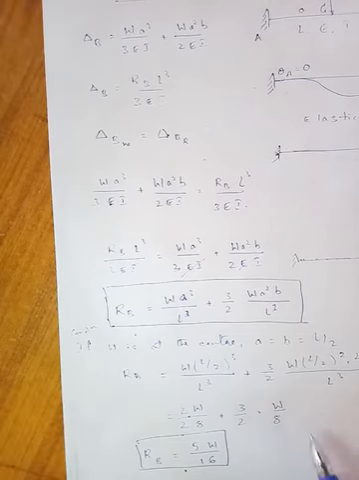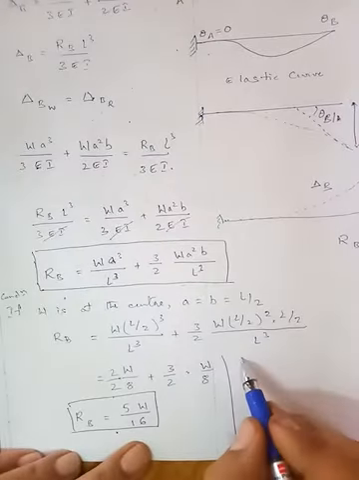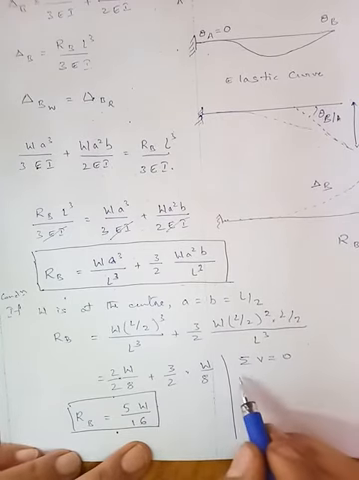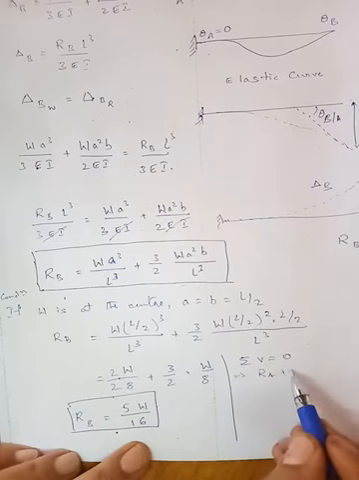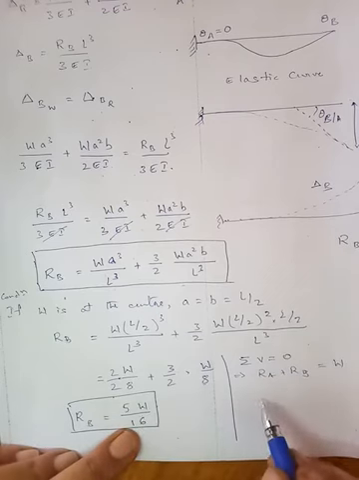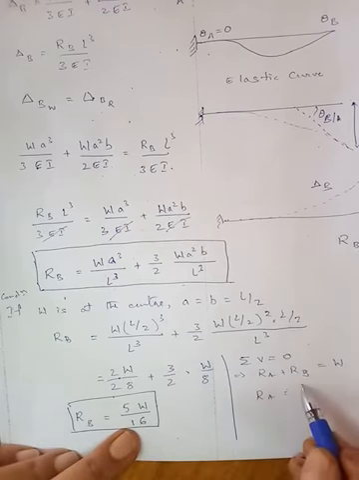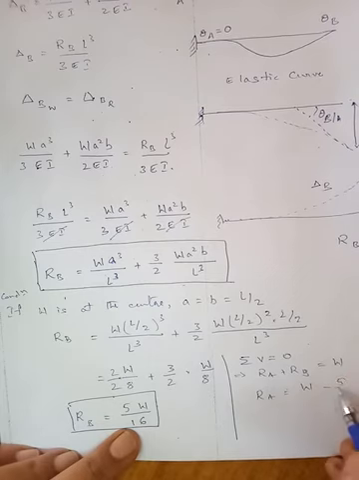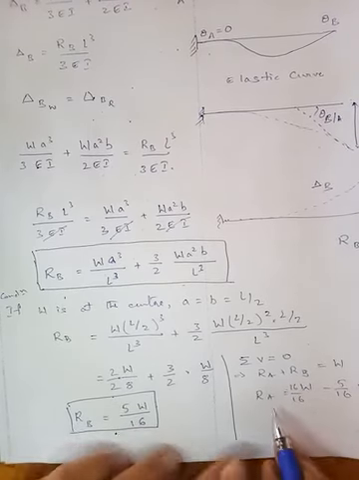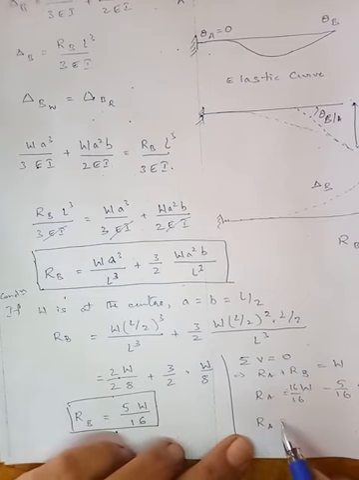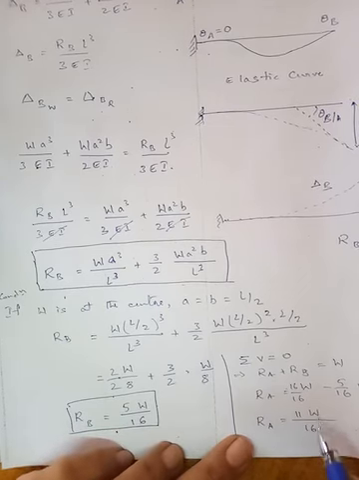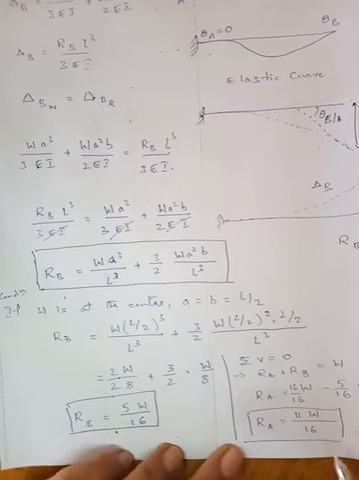Now if we want RA, what can we write? We can use this simple equilibrium equation, summation V is equal to 0. This is nothing but RA plus RB is equal to W. Substitute RB is equal to 5 by 16 W. So RA is equal to W minus 5 by 16th of W. Multiply this by 16, 16 minus 5 is 11. So the denominator is 16, and in the numerator you are going to get 11W. RA is 11W by 16.